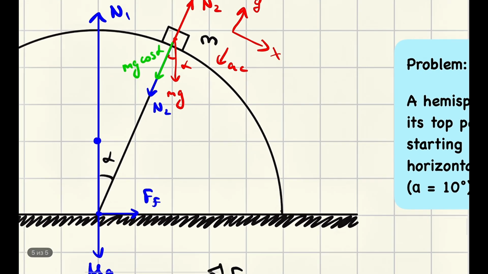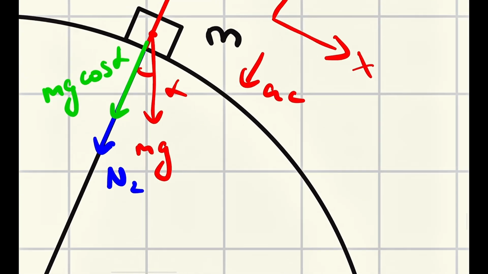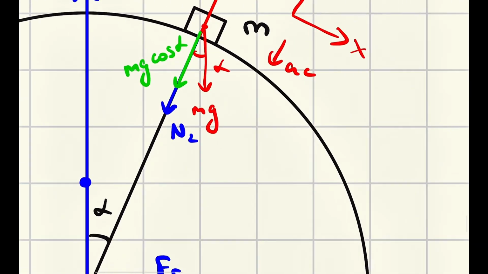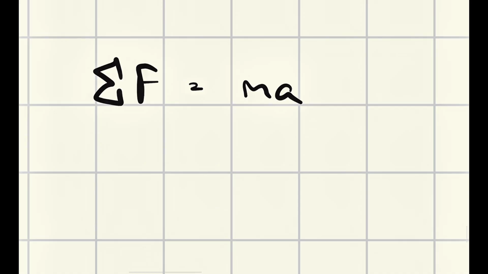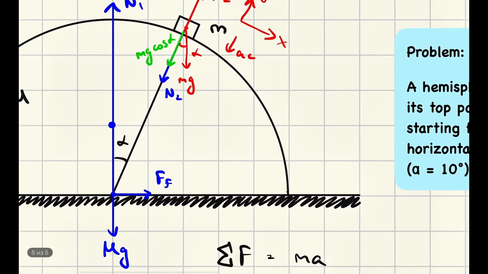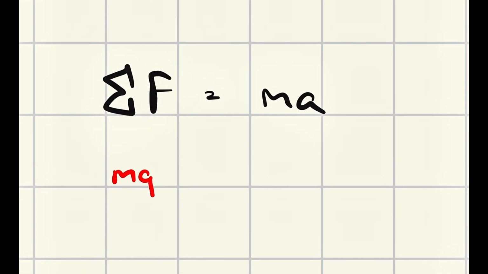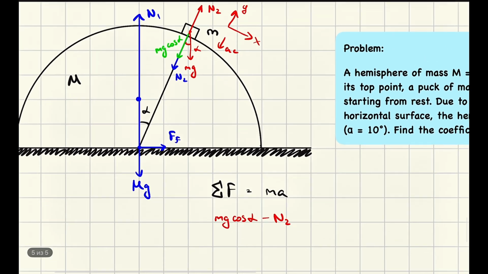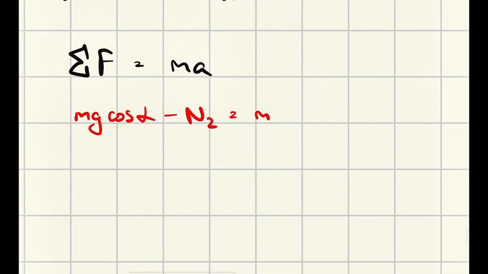Good. And we have our centripetal acceleration. That's why let's write it down. Mg cosine alpha will be the main character here, yeah, because it is in the same direction as our centripetal acceleration. Mg cosine alpha. N2 tries to oppose it, as you can see here, and this would be our small m a_c.